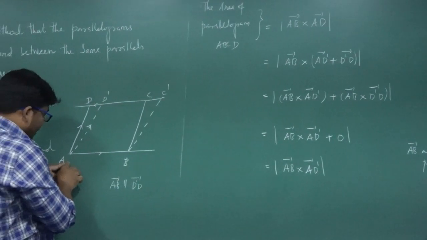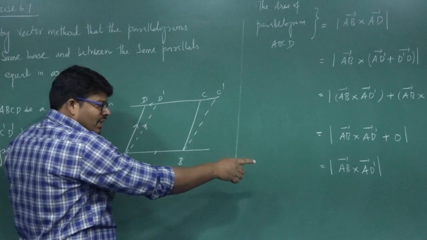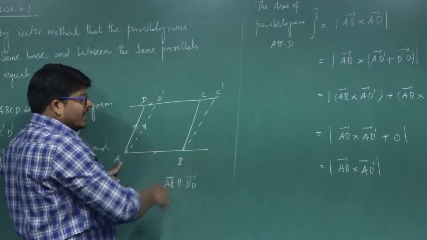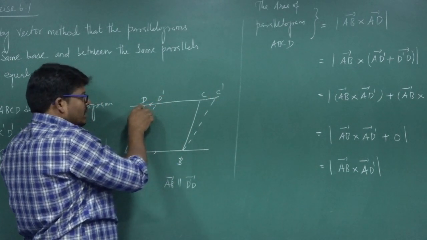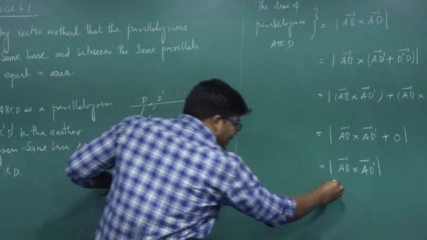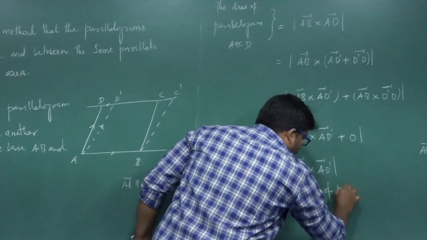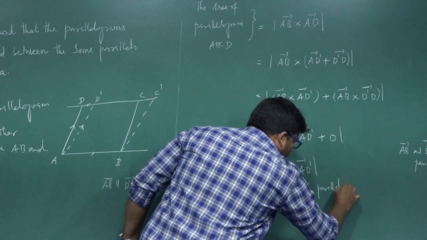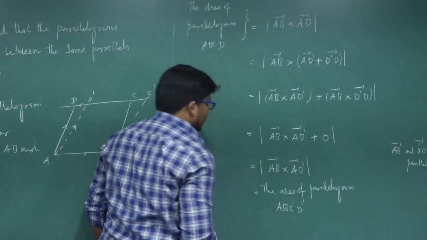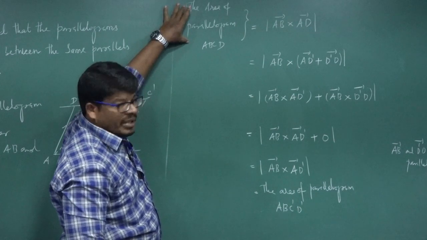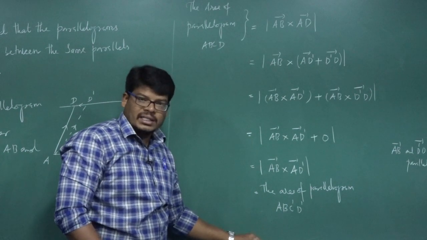The area of parallelogram ABCD is the modulus of AB cross AD, which equals the modulus of AB cross AD', the area of parallelogram ABC'D'. Hence the area of parallelogram ABCD is equal to the area of the other parallelogram ABC'D'. Hence proved.